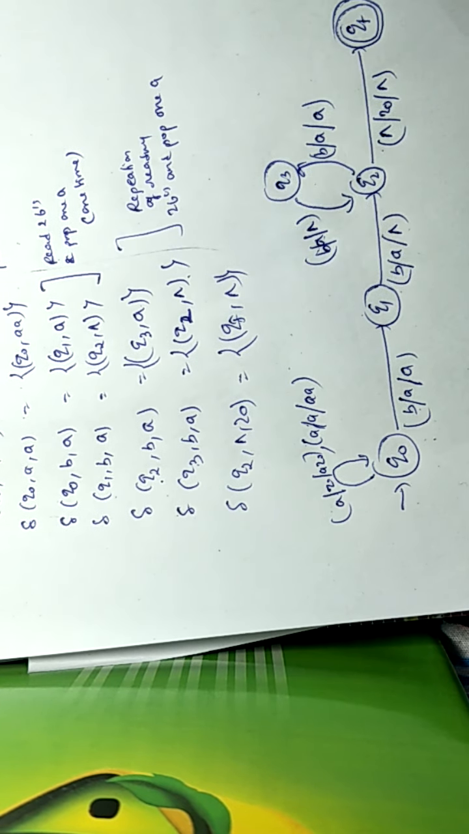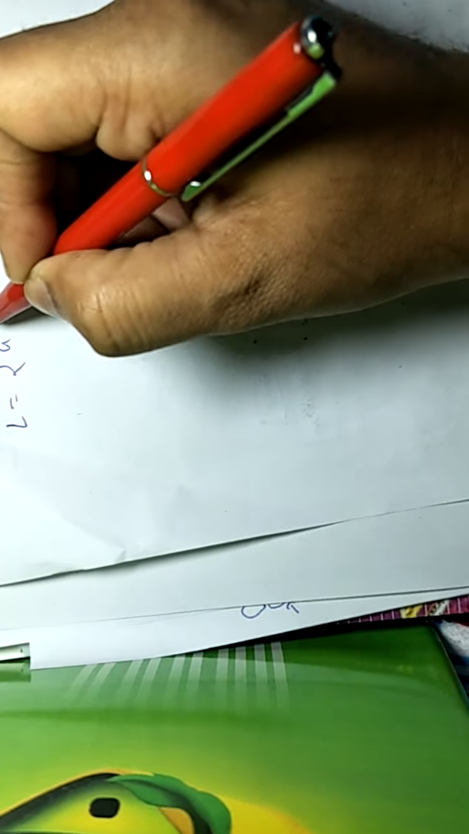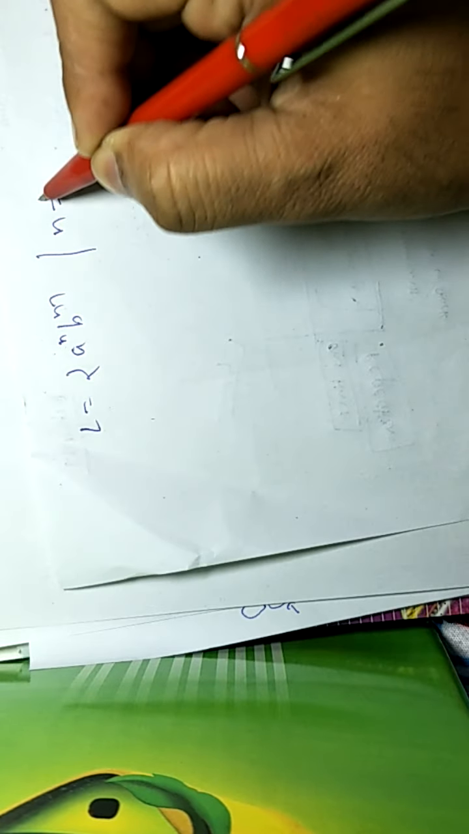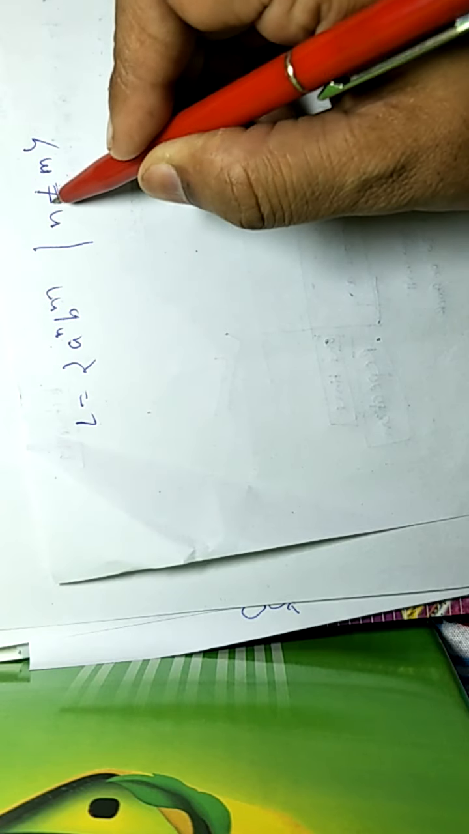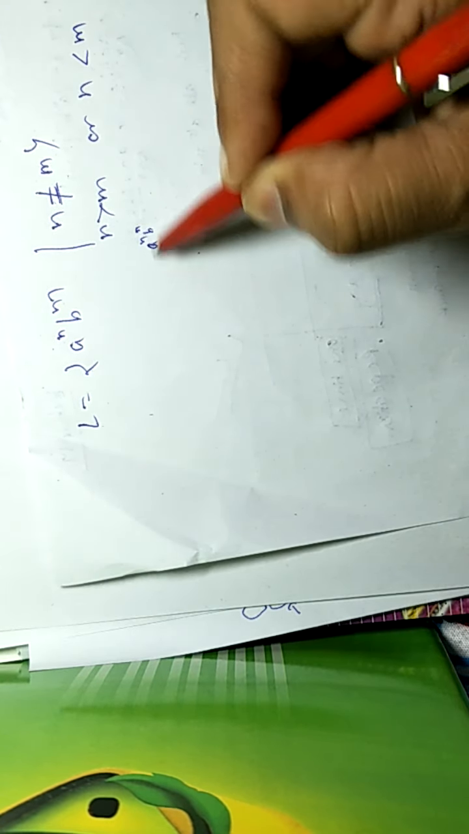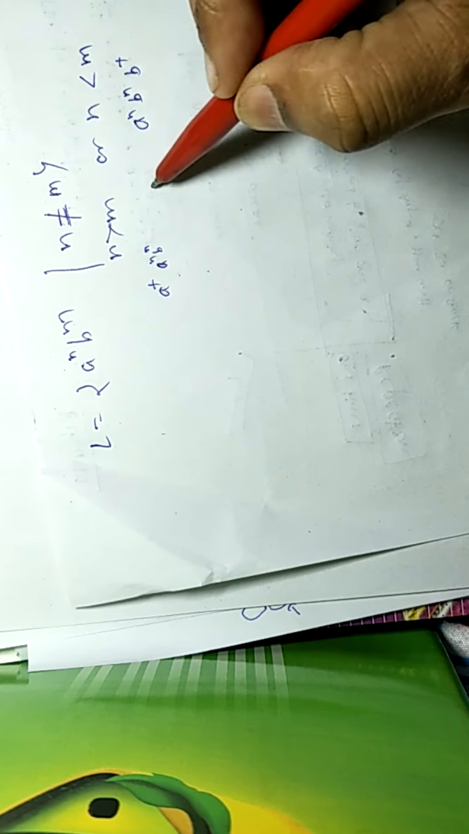Now look at another PDA for the language L = a^n b^m, n not equal to m. Here n not equal to m means n is either greater than m or n is less than m. So it is like a^n b^n having some extra a's here, or a^n b^n having some extra b's here.